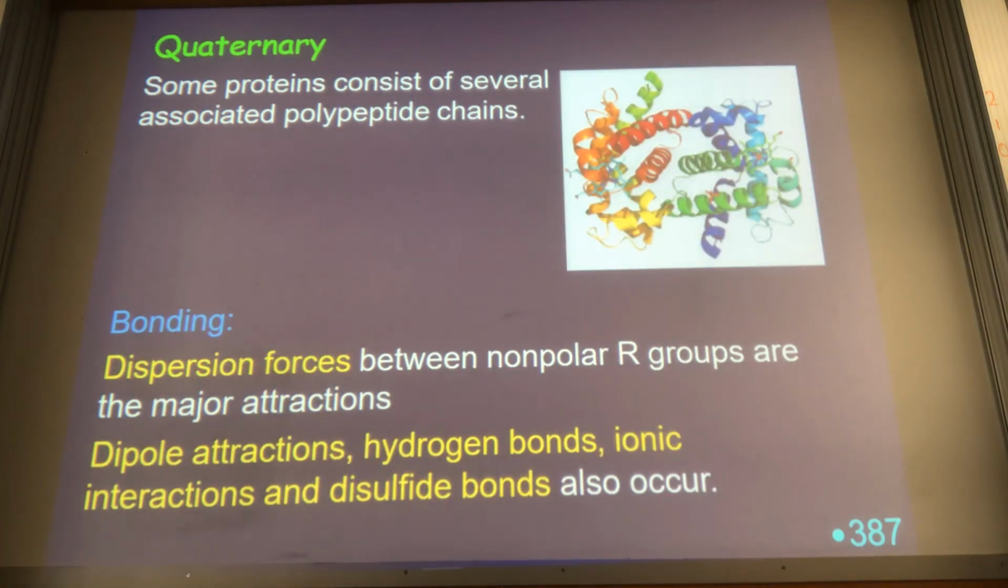And quaternary structure, when a protein is made up of several different polypeptide chains. And the bonding that holds the quaternary structure together, often dispersion forces, but other types of bonding also occur.